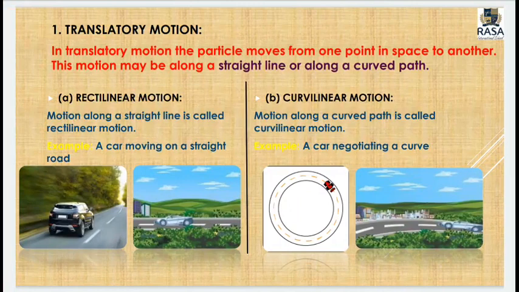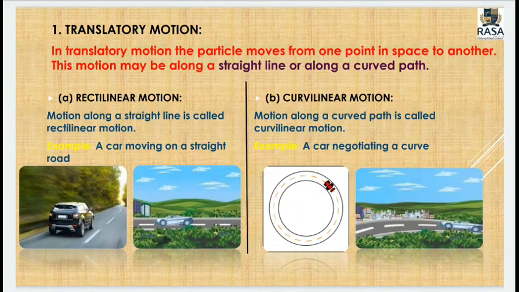Now, particle means, most of you have seen that in sunlight there are many dust particles we are able to see from a slit. If the light is coming, you can see that the dust particles are continuously moving in that region. So, particle or a body when it changes its position in space from one point to another, then it's said to be in translatory motion. Now, translatory motion is categorized on the basis of the path covered by the body or the particle, if it is straight or curve.